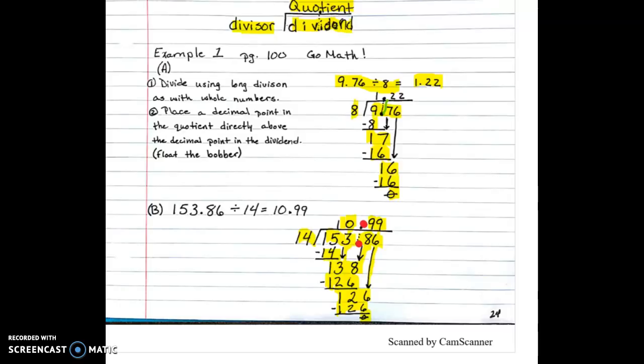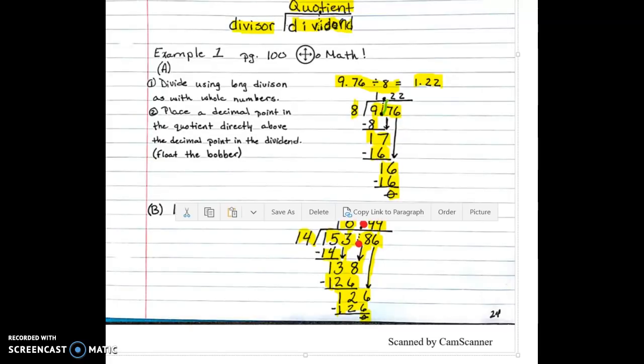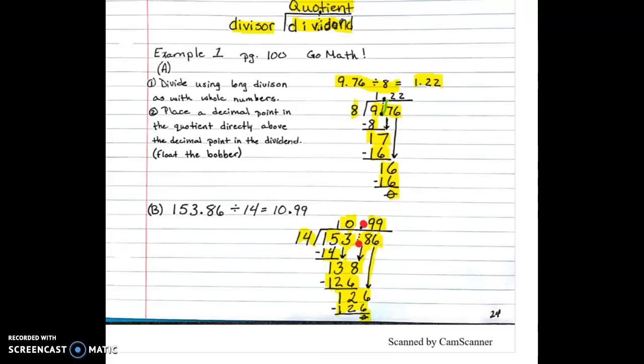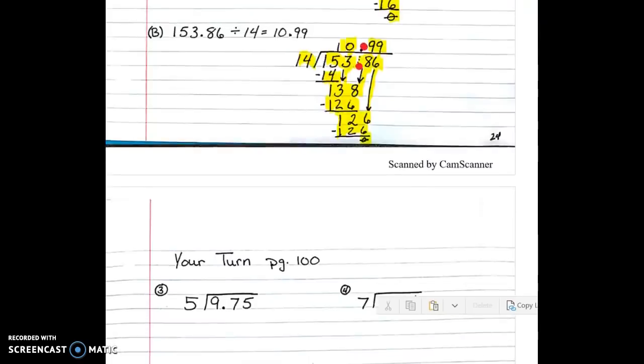It is imperative, so it is very important that you keep everything lined up. Notice how I lined up my 1 right above my 5, because that is what we were dividing. 14 went into 15, or 15 is divided by 14 one time. So that 1 goes above the 5 in the 15 that we were dividing. So make sure to keep everything lined up. It is very important. You should have learned that when you were doing long division.